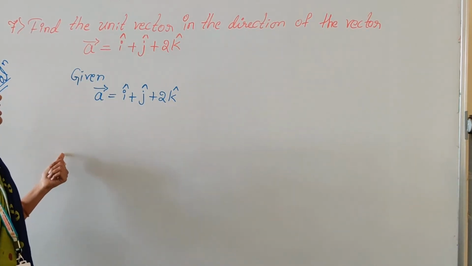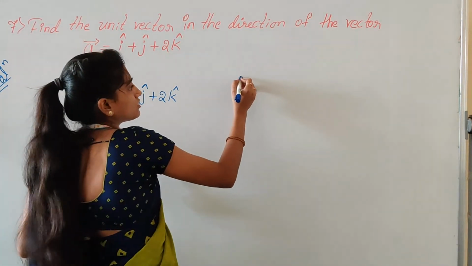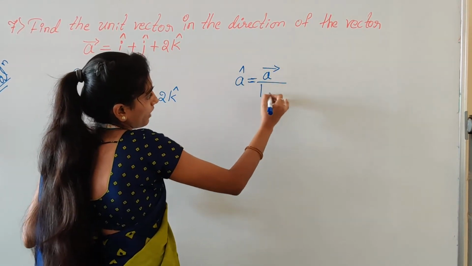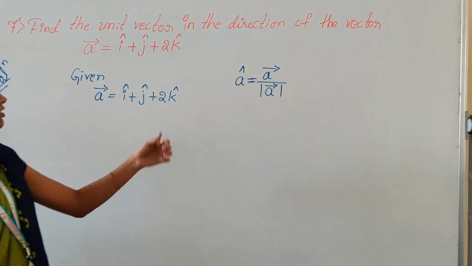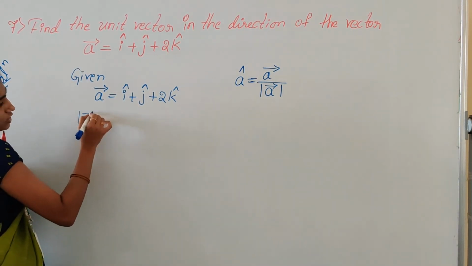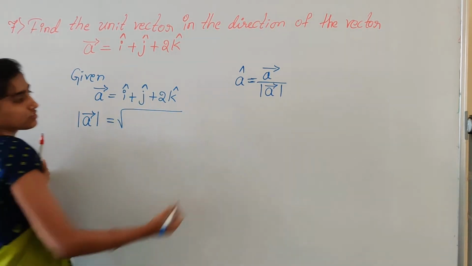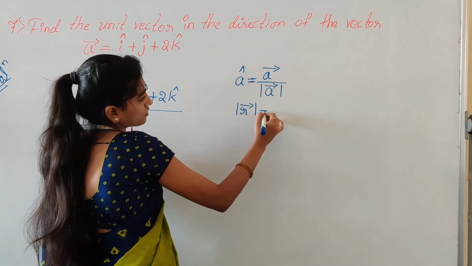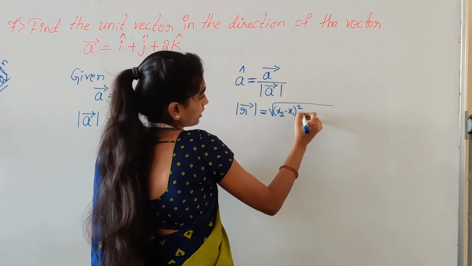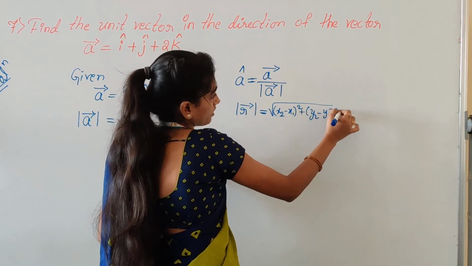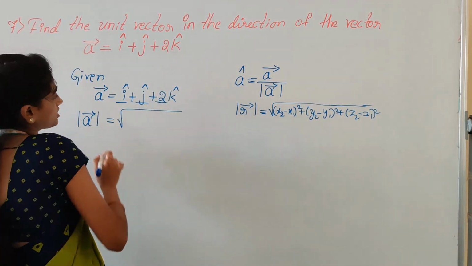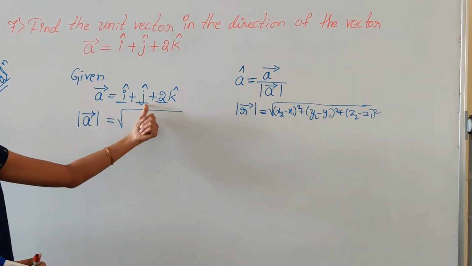So unit vector means the vector whose magnitude is 1. Right. So to find the unit vector, the formula is a cap is equal to vector a divided by magnitude of vector a. So here they have given already vector a. So here we have to find the magnitude of vector a. So magnitude of vector a is equal to, the magnitude formula is square root of x2 minus x1 whole square, then y2 minus y1 whole square plus z2 minus z1 whole square. So here only one vector is there. Vector A is equal to i cap plus j cap plus 2 k cap.